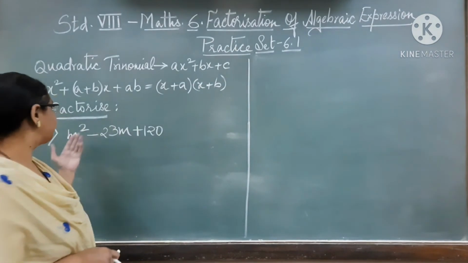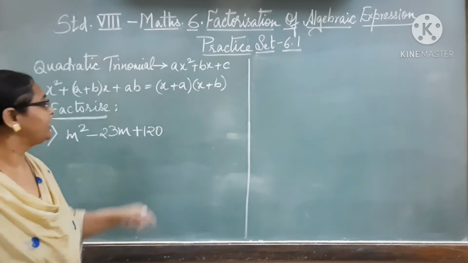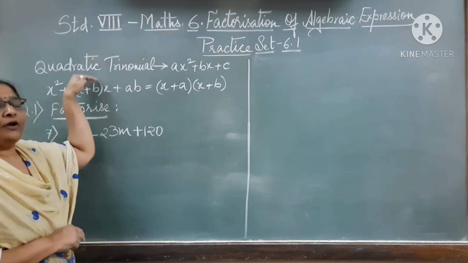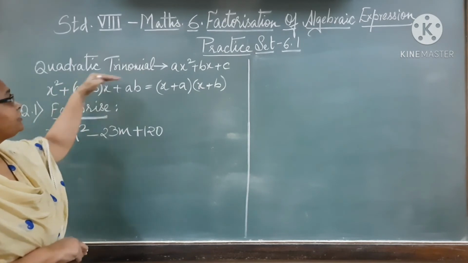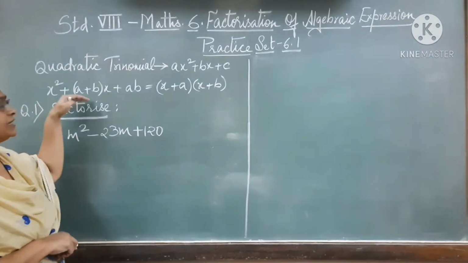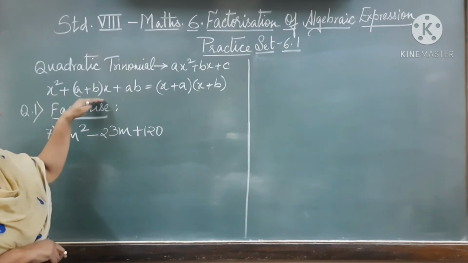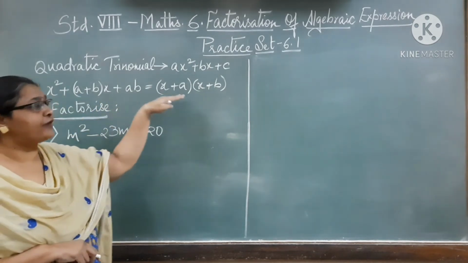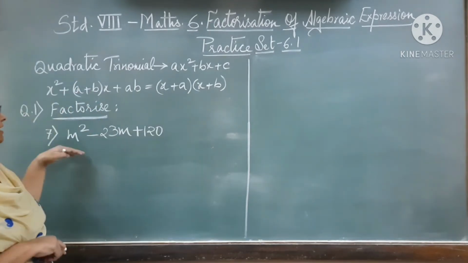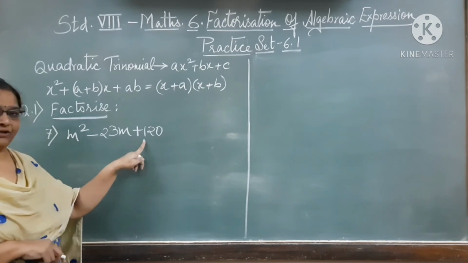Factorize. Problem number 7. m square minus 23m plus 120. Now, before we start, let us just recall. We are factorizing quadratic trinomials of the form ax square plus bx plus c, and we are going to write this form in x square plus (a plus b) into x plus ab to find out two factors x plus a and x plus b. Okay, so let us start solving and factorizing m square minus 23m plus 120.